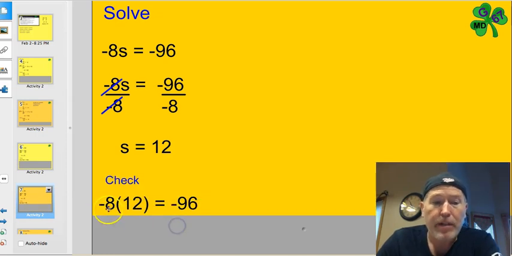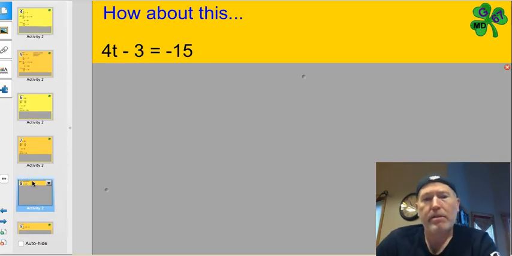Pop your answer in. You have that negative 8 initially times a positive 12. Now you've got a negative times a positive. That is going to give you a negative 96. Or do it the other way. 8 times 12 is 96. You got one negative symbol, negative answer. All right.